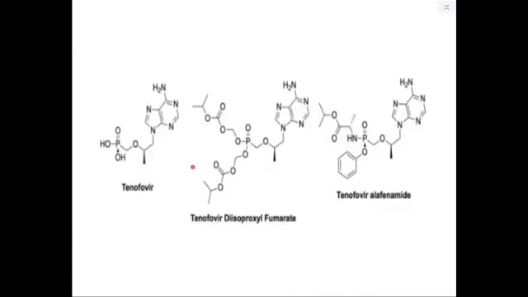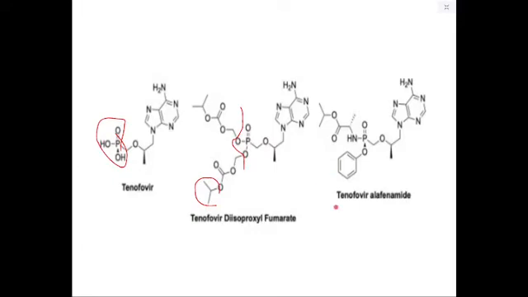So you can have tenofovir there. You can see the tenofovir ends with a phosphate, but you can also have tenofovir disoproxil fumarate. You can see the tenofovir is ending there, and then you have this as the isopropyl, and this is a fumarate here. Because they are two isopropyl groups, we are calling it diisopropyl fumarate.